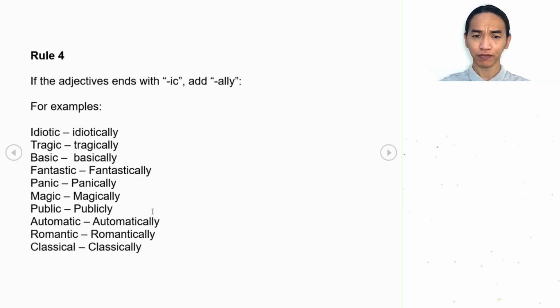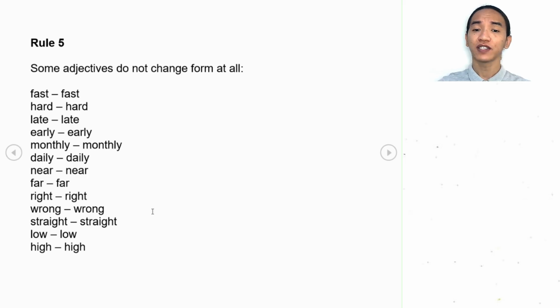Okay? Now, for rule number 5, some adjectives do not change form at all. So this is what we call your irregular adverbs, which means your adjective form would be similar to your adverb form. A few examples that we have are fast, fast; hard, hard; late, late; early, early; monthly, monthly, and so on and so forth. Okay? So these are just the 5 rules that I want you to pay attention to so we get some ideas about the rules in forming adverbs from the adjective form.